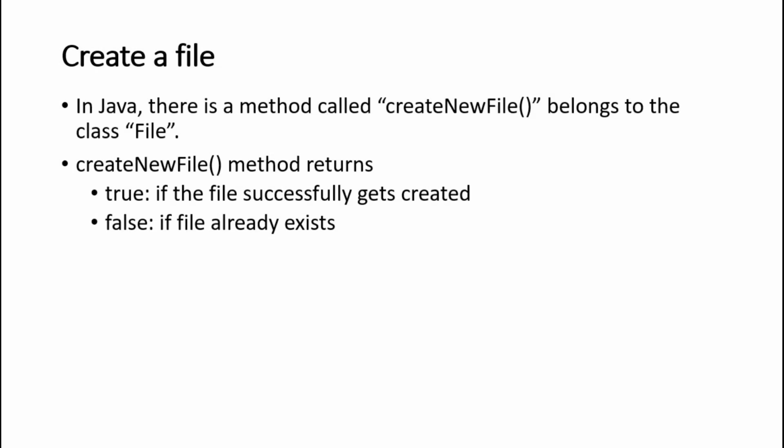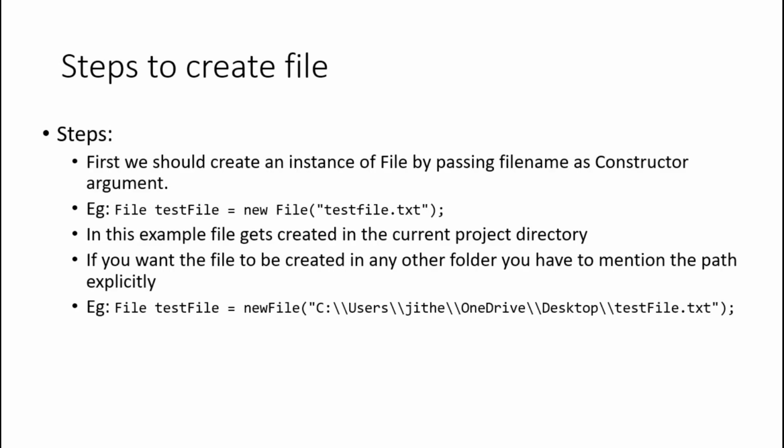Let's see what steps we need to follow. First, we need to create an instance of File by passing the file name as a constructor argument. In this example, I am creating an instance of File named textFile, and I'm passing the file name in the constructor argument. Here I've mentioned just the file name, which specifies that I want this file to be created inside the project folder where the program is located.